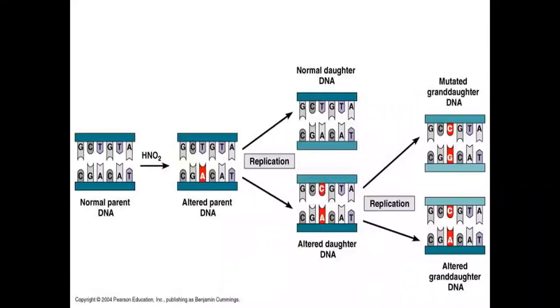So this is just depicting a parental DNA that has been altered, and we're going to look at this process, but take note of this molecule. This is going to confer an altered parental DNA, and through replication, we're going to find that there could be an altered daughter DNA, and that will confer a mutated granddaughter DNA. So it's a process since information is passed from one generation to another.